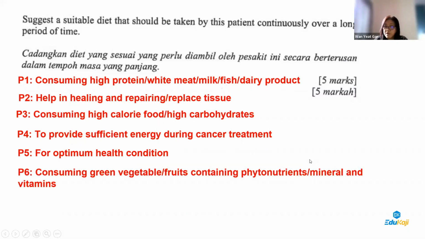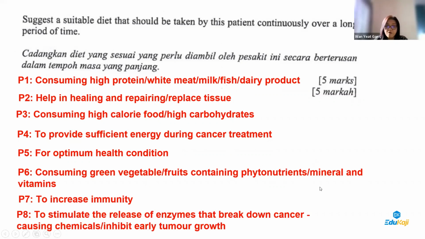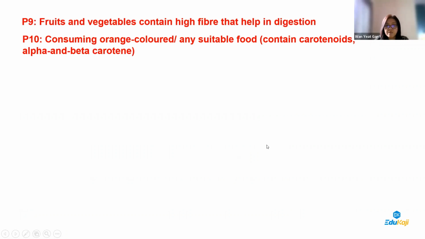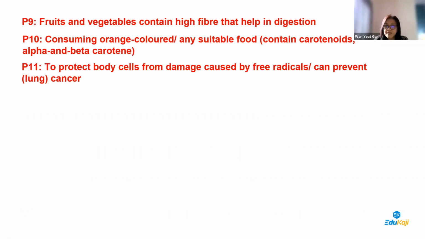He should also consume a lot of green vegetables and fruits, which contain a lot of phytonutrients, minerals and vitamins to increase his immunity. And it also helps to stimulate the release of enzymes that can break down cancer. Okay, so this is the answer for this question. Okay, other than that, you can also suggest fruits and vegetables which contain high fiber that will help in digestion. Consuming orange color fruit which contains lots of carotenoids, the pigment carotenoids and beta carotene, to protect the body cells from damage caused by free radicals.